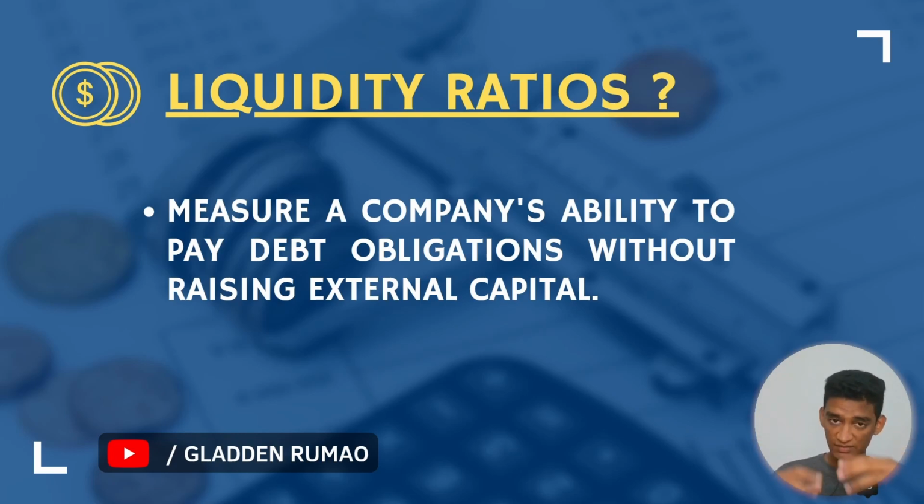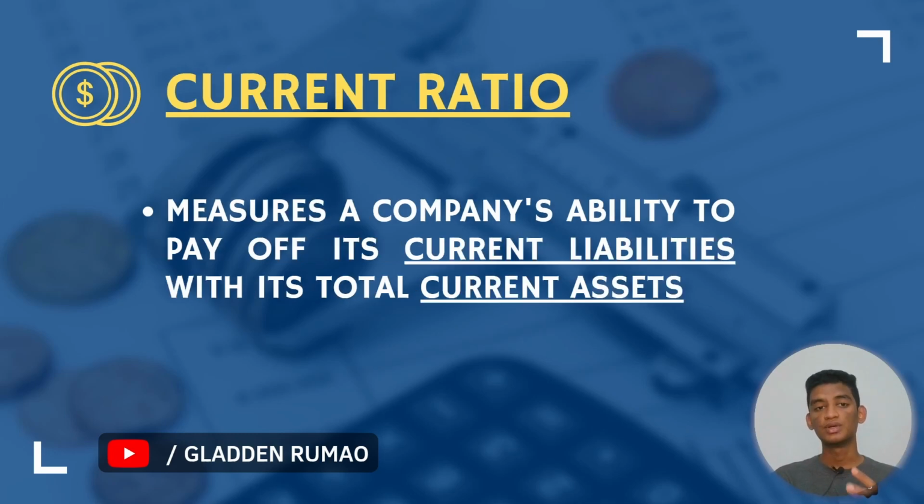What I mean by that is, if a company is borrowing a certain amount of money as loans, it has to later pay it off, right? Whether the company is comfortably able to set off its loans in the future using its current assets is measured using liquidity ratios. The first one that we are going to discuss is the current ratio. What exactly is the current ratio? Current ratio measures a company's ability to pay its current liabilities with its total current assets.